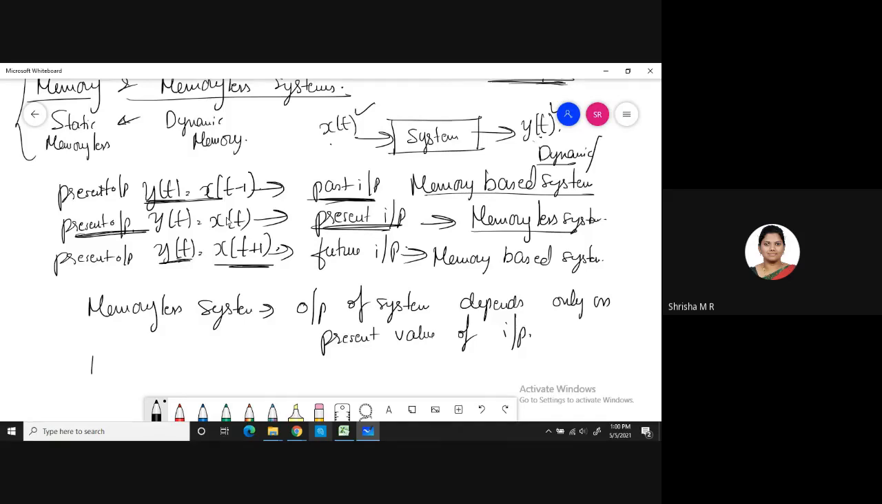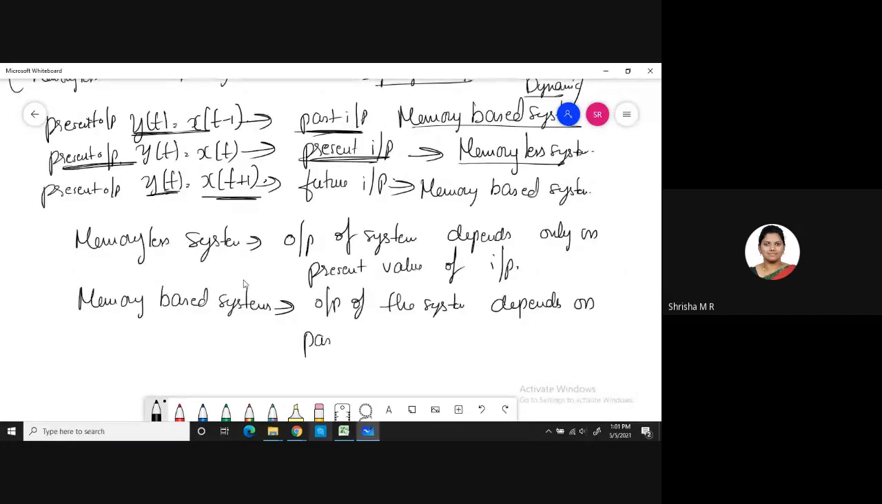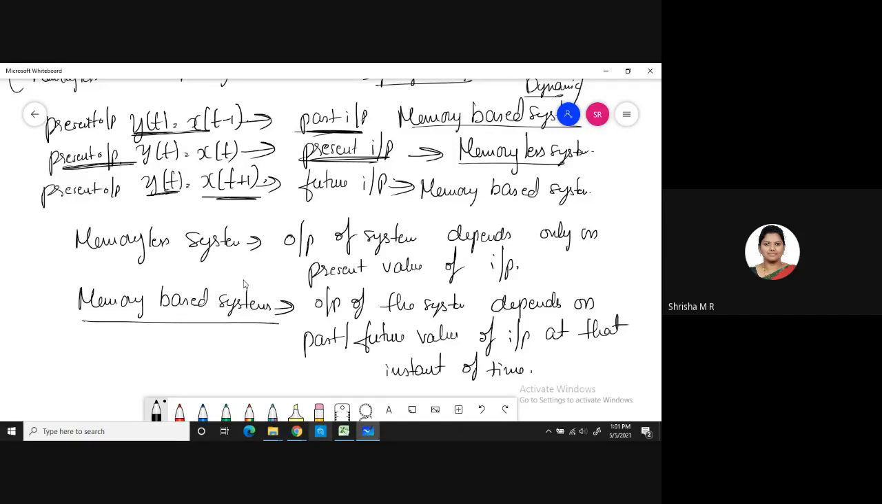Next categorization is memory based system, or systems with memory. The output of the system depends on past or future values of input. If output of the system depends on past or future values of input at that instant of time, then they are memory based systems. I'll give you a few examples, you categorize them.